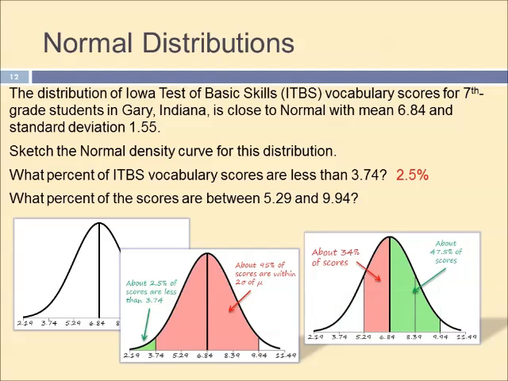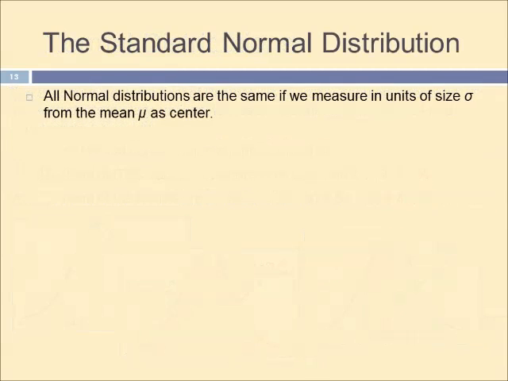So we can use that to calculate this. About 34% of the scores are between 5.29 and 6.84, and about half of 95, or 47.5% of the scores, are between 6.84 and 9.94. So we just add those. So the percent of scores between 5.29 and 9.94 is about 81.5%.